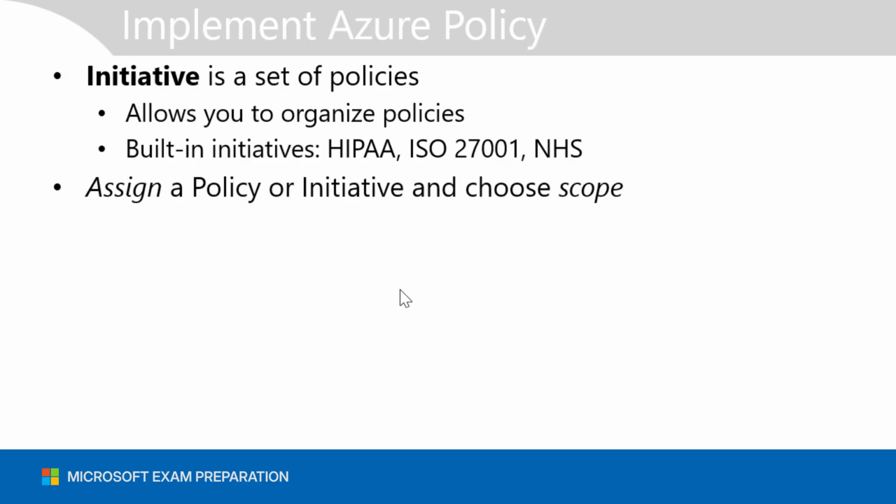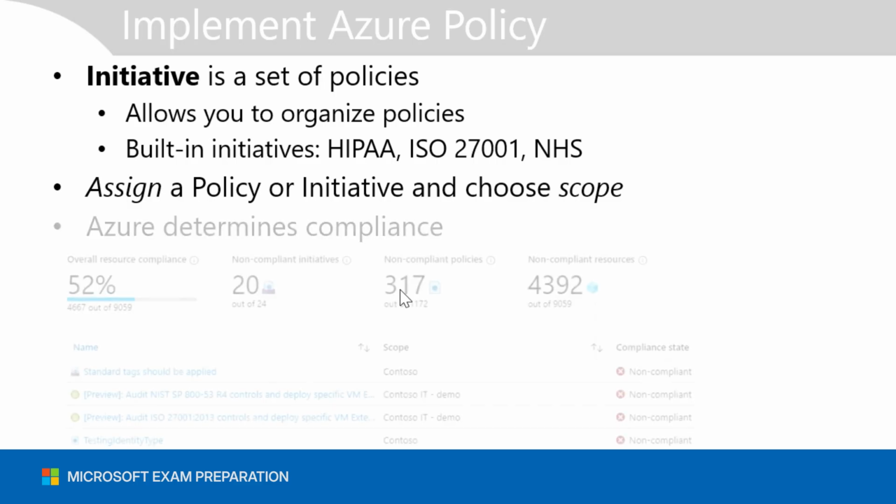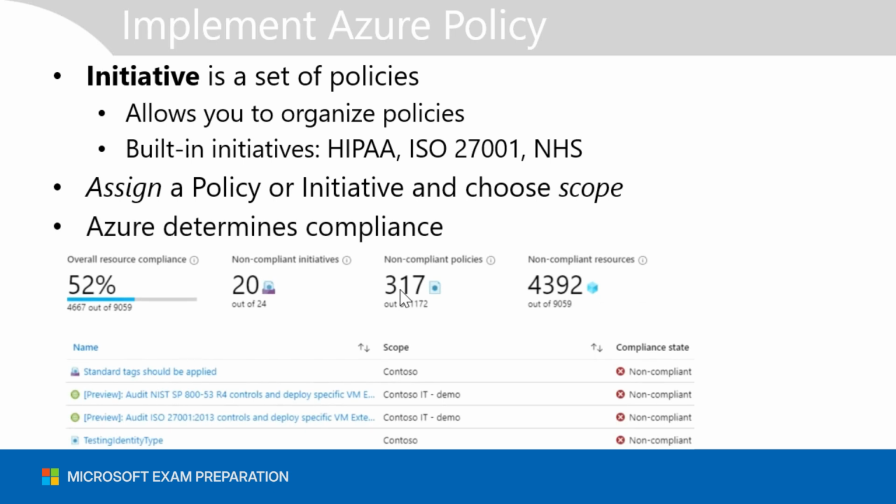To implement policy in your environment, you want to assign a policy or assign an initiative to either a resource group or a subscription. After you do that, Azure will evaluate your environment and determine whether you're compliant or not. And it gives a compliance score in Azure Policy, which lets you determine whether you want to make any changes or not. Let me show you how this works in the portal.